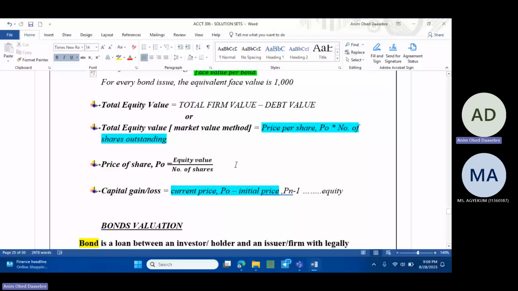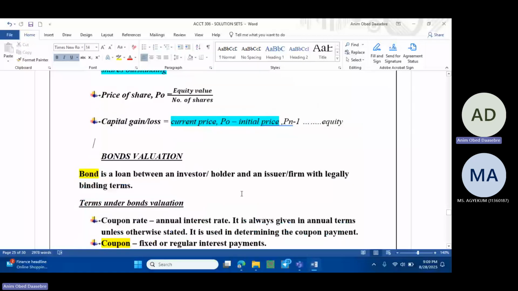For each equity or shares, what they will ask you to do is find the capital gain or loss. They find the difference between the current price and the old price. Right? So under securities, we are interested in finding the current price of each of the sources of finance or capital. So that's why we are learning this topic.